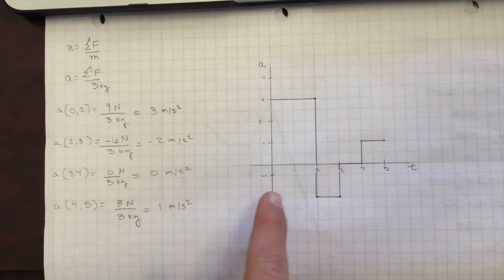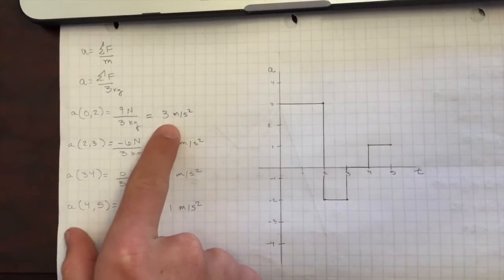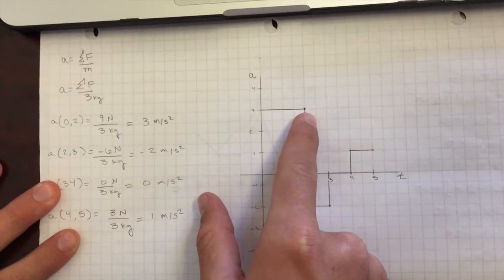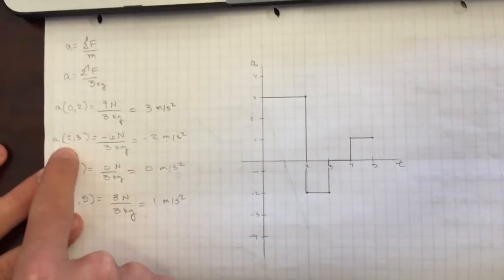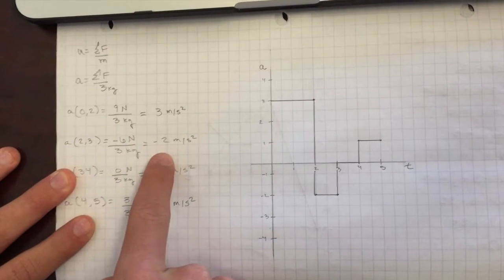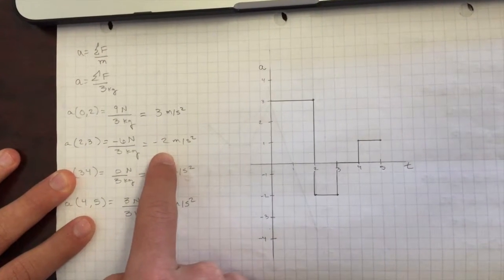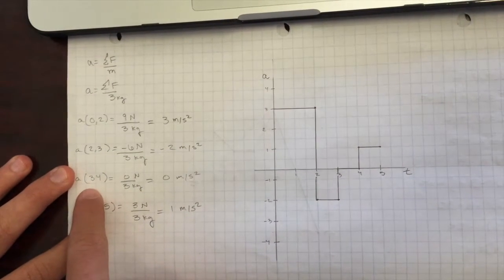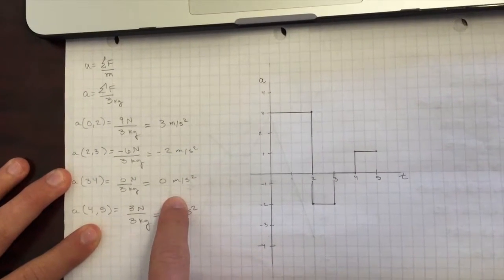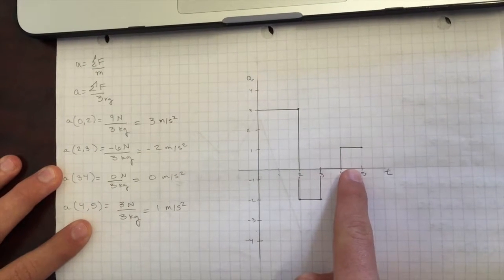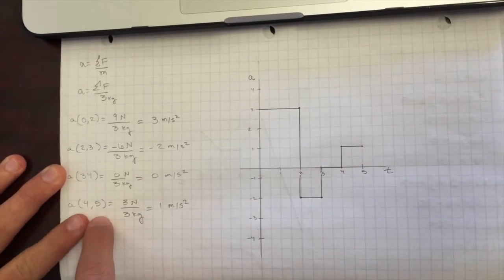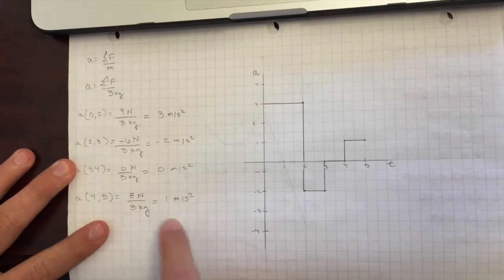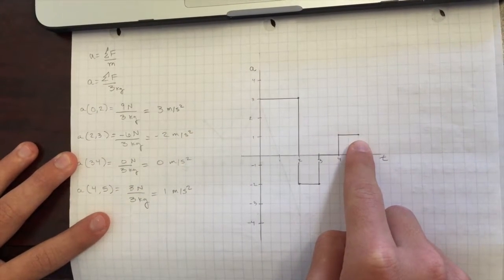Between times 0 and 2, acceleration is 3 meters per second squared, so you would graph a horizontal line at 3. Then from time 2 to 3, the acceleration is negative 2 meters per second squared, so you graph a horizontal line at negative 2. From 3 to 4, the acceleration is 0, so the line is at 0. And then for time 4 to 5 seconds, the acceleration is 1 meter per second squared, so you graph a horizontal line at 1.